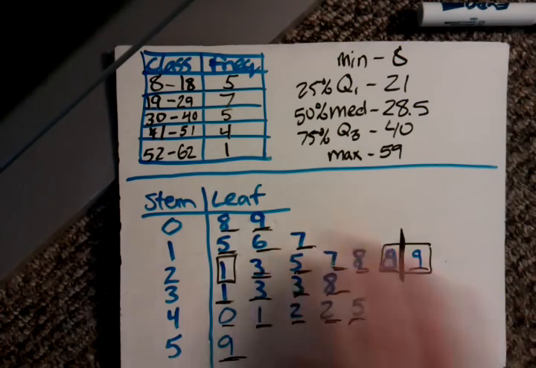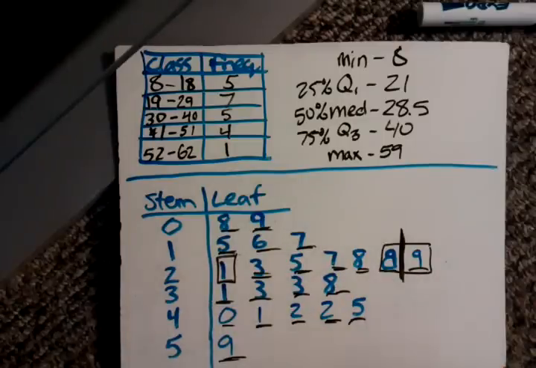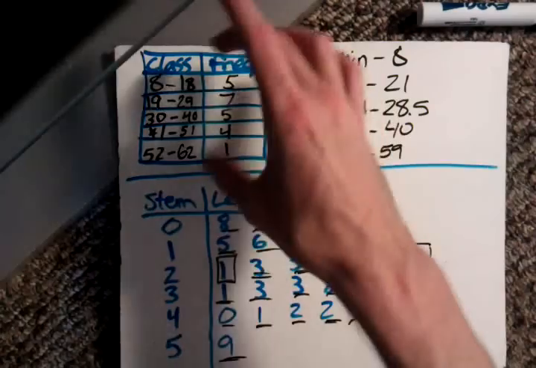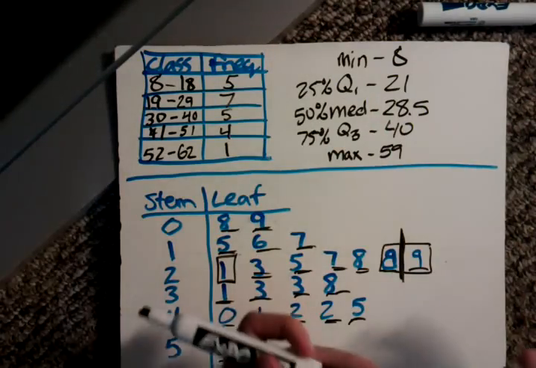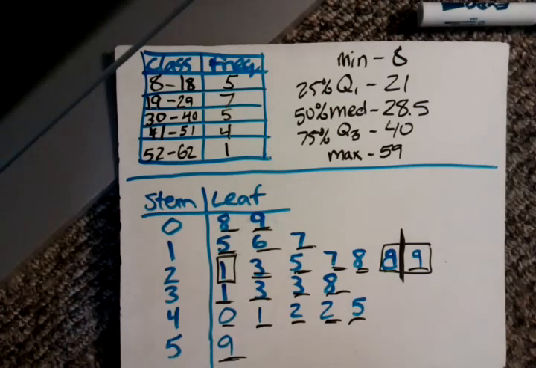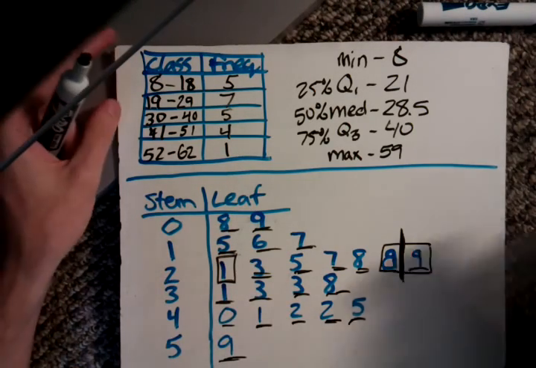Alright. And that's really all I need my stem and leaf plot for. It's a nice way to look at the data when it's organized in order. But now I know what the frequencies are for the classes, so I can make a histogram. And I know my 5-number summary, so I can make a box and whisker plot.